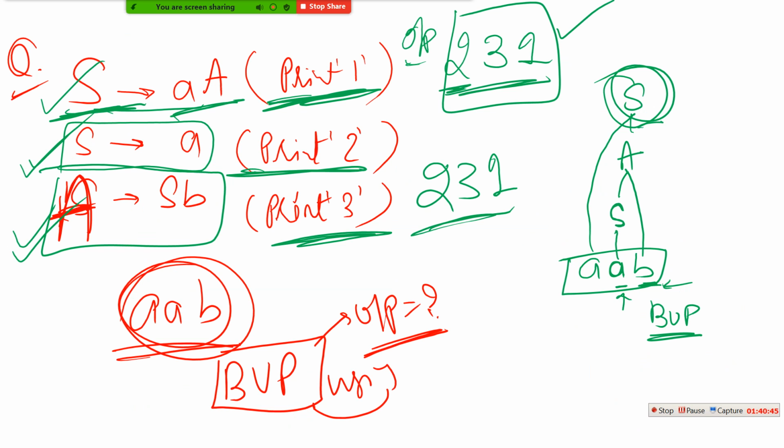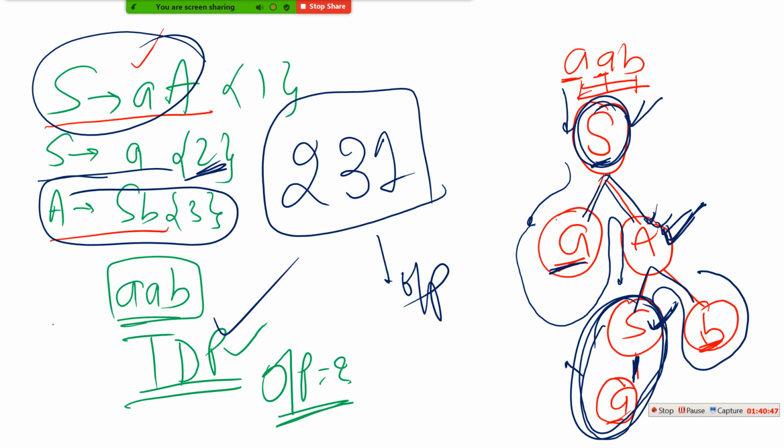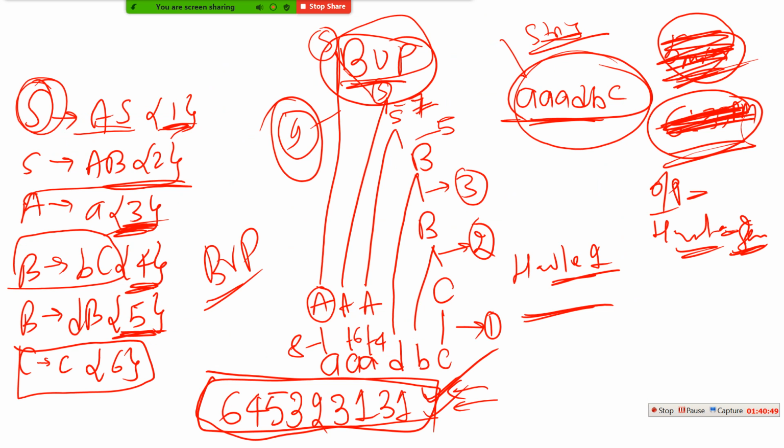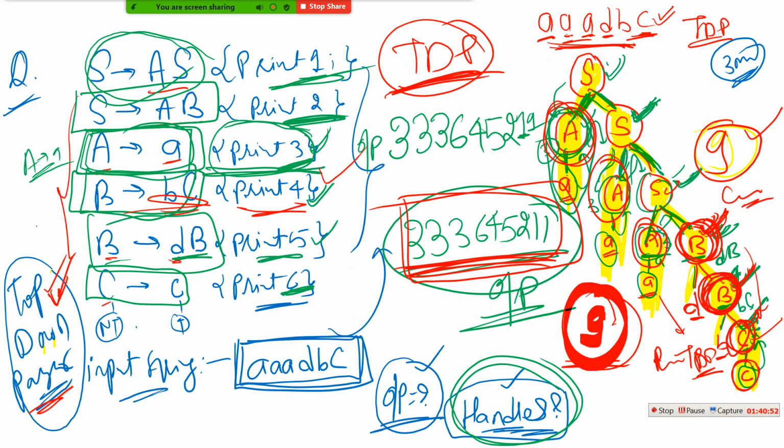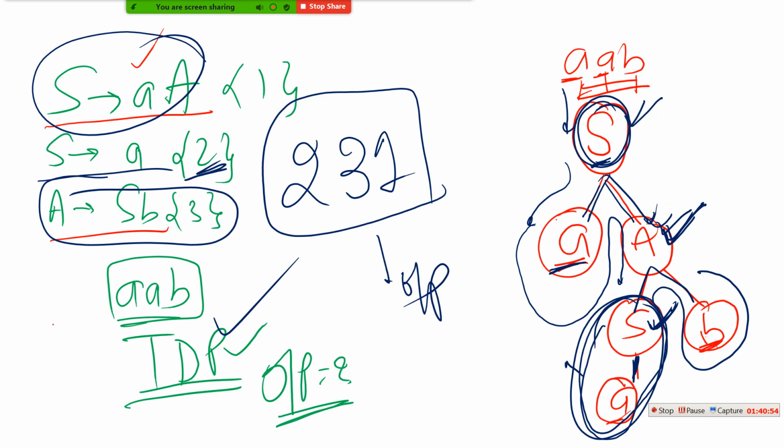So here I did bottom up parsing and top down parsing. In the first case I am getting the same output, but in this case I am getting a different output. So we can't make any generalization over that, right? You just need to apply bottom up parsing and top down parsing separately and answer it.